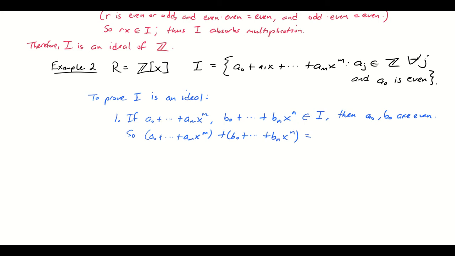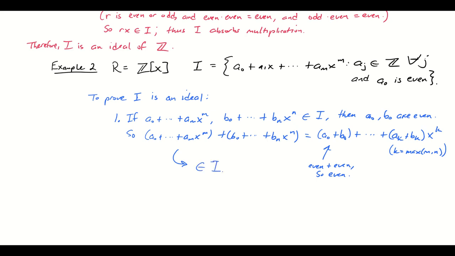Well, the way we define the sum is by collecting like terms, and the constant term of this polynomial, the sum, is just going to be a0 plus b0, and I could keep going. It's going to go all the way up to ak plus bk x to the k, where k is the max of m and n. But the really salient point here is that this is an even plus an even. That's an even number. So that means that this sum has to belong to I. And I'm being kind of fast and loose with notation here because I'm trying to get through this a little bit quickly. All right, so that means that my set is closed under addition.